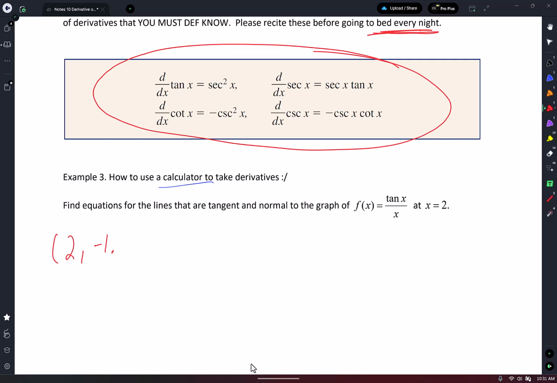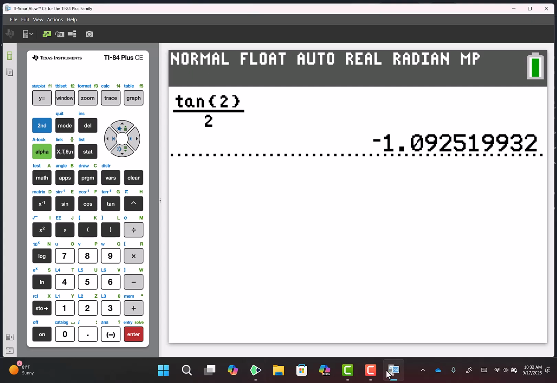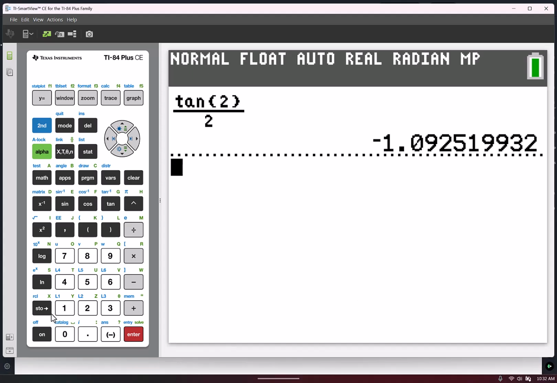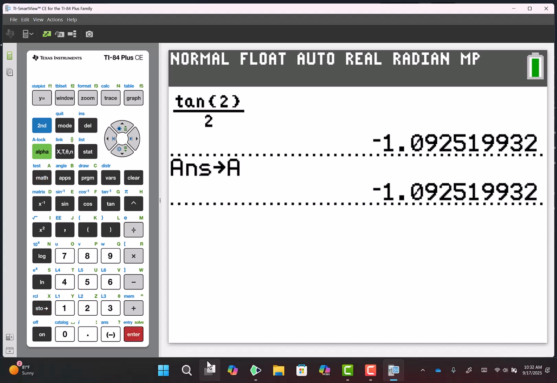Negative 1.0925. If you want to be perfect, which actually, okay, there's no such thing as perfect. But if you're gonna need that answer for future references, I would store it. So how do you store it? Push the store button. And then alpha A. I just go down the alphabet. So there it is. It's an A.